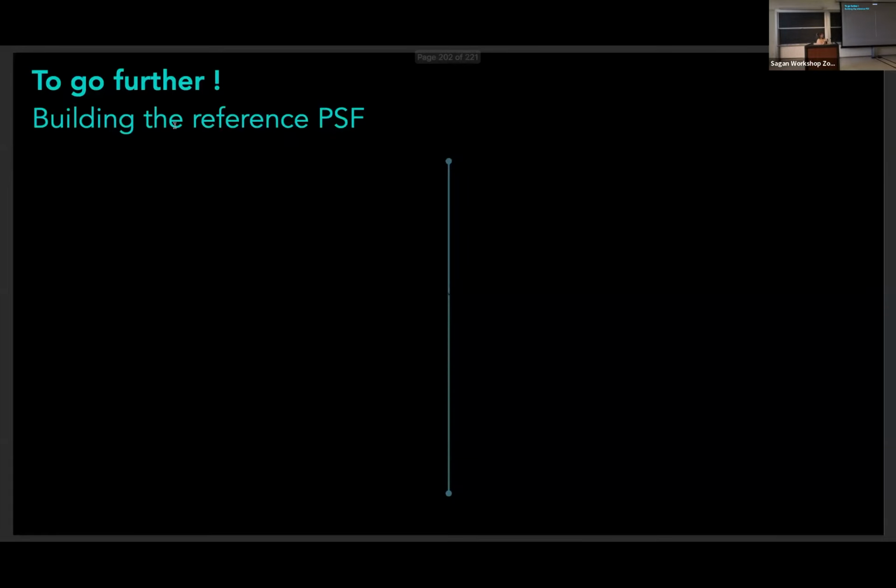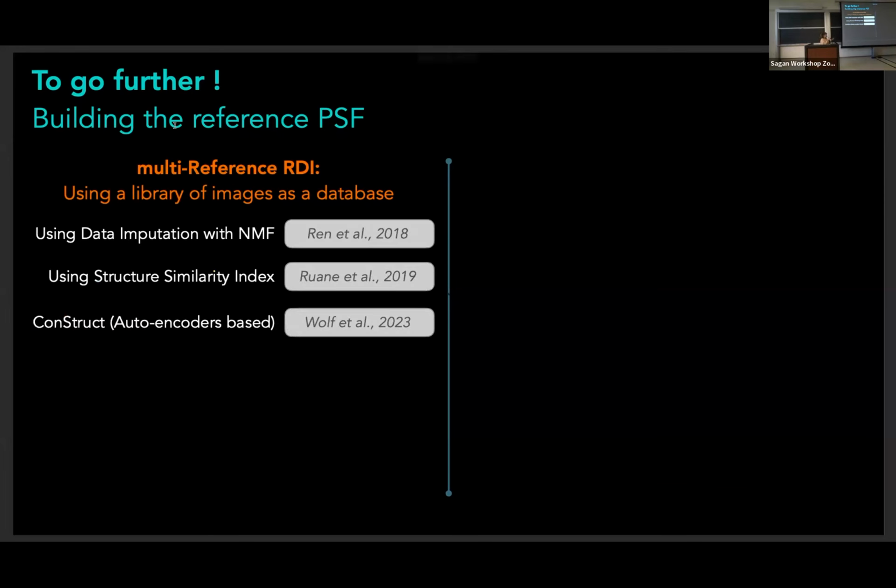So yeah, it's better. And to go further than those disk algorithms, in general, as I told you, a critical thing is to build the reference PSF. So you can use multi-reference differential imaging, using a library of lots of images as a database, and then there are different ways of saying, oh, those images are good for making my reference, this one is to be discarded. So there is data imputation, there's structural similarity index, this one looks really good so let's take it, or even autoencoder-based, so AI-based techniques.